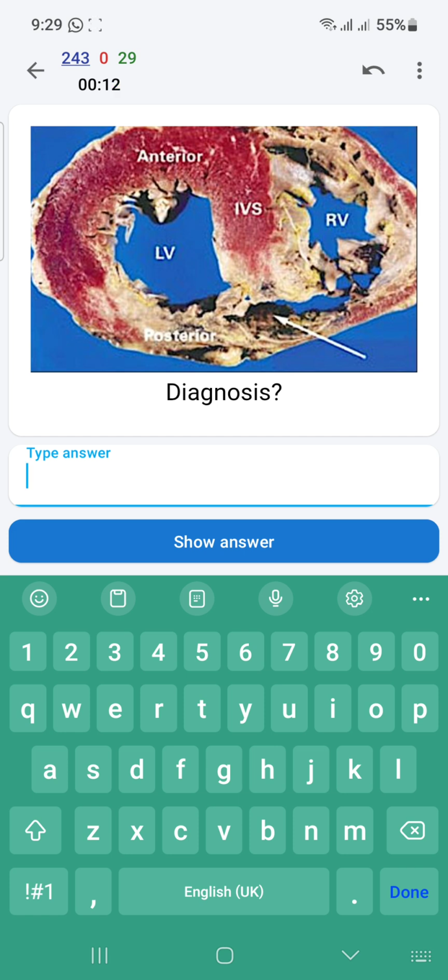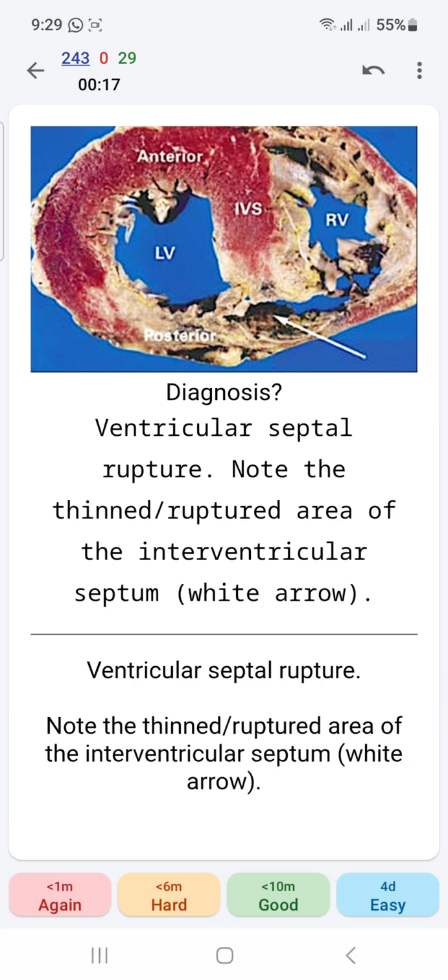So this is a thickened IVS and a thickened inferior wall. Let's see. This is ventricular septal rupture. Note the thin or ruptured area of the IVS at the white arrow.